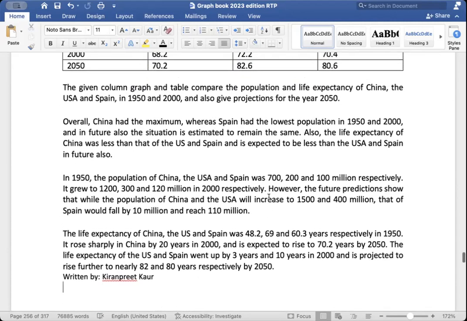Okay, so here you combine graph and table together. Can we write separately? Yes, you can write separately: the column graph shows this and the table shows that. You can write that. And ma'am, we don't need to write "respectively" when we combine together? Suppose "the population and life expectancy of China respectively". We don't need to use that? You can use that. Okay, ma'am.